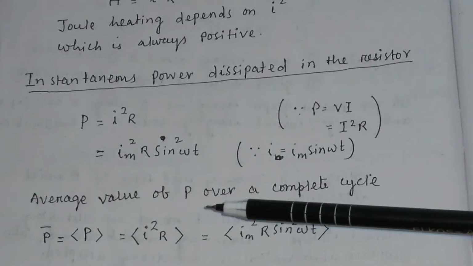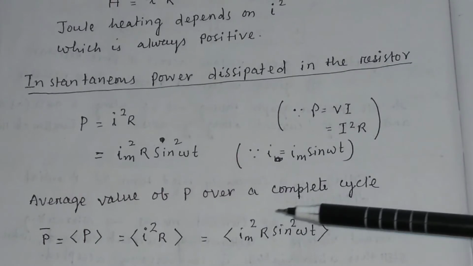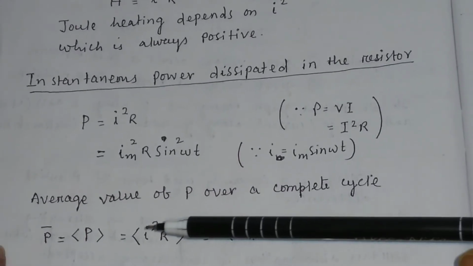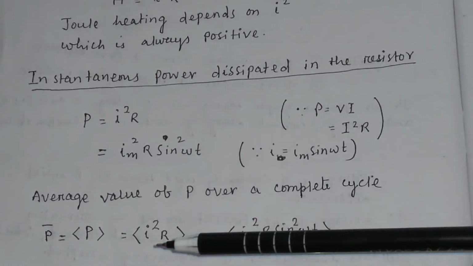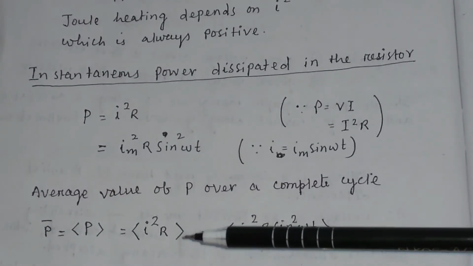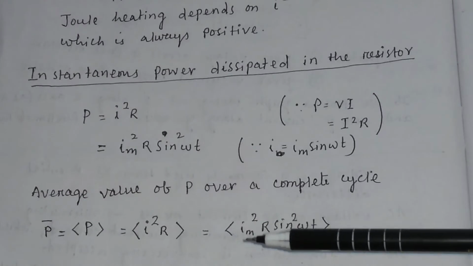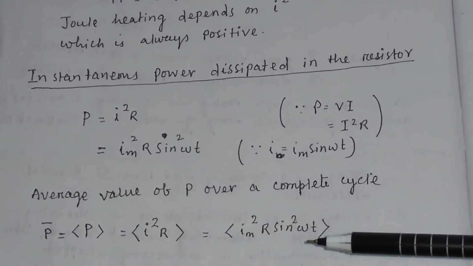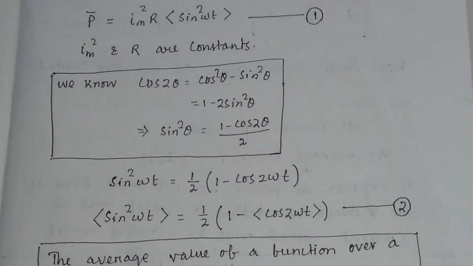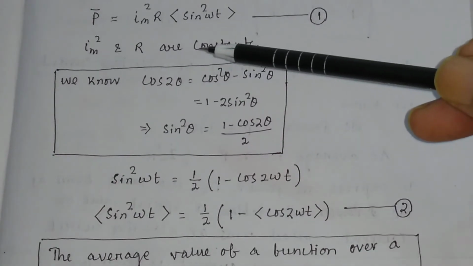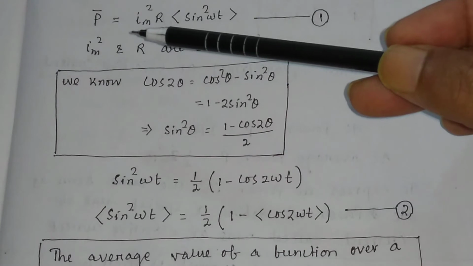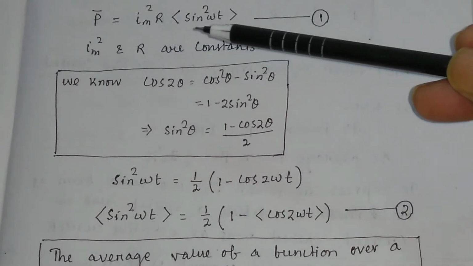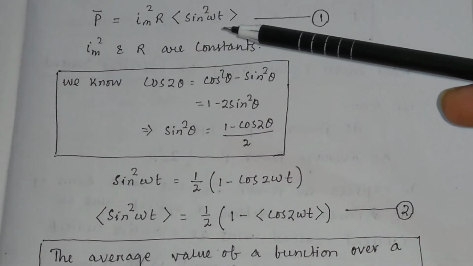Now, what will be the average value of the power over a complete cycle? The average value of power is written as P average or P bar, that is equal to I square R average, that is equal to average of Im square R sin square omega t. Since Im square and R are constants, we can take it outside. So power average is equal to Im square R into average of sin square omega t.